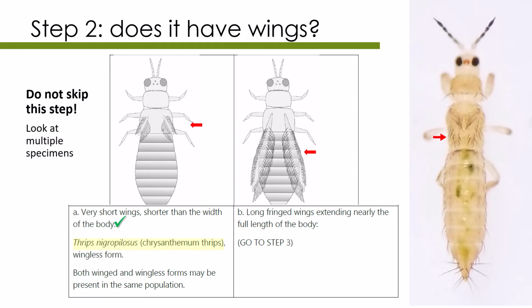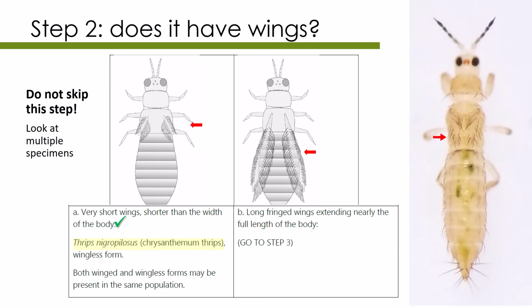This is actually a very rare trait among the pest thrips we encounter in the greenhouse, so we have very quickly arrived at the answer. And yes, this is also chrysanthemum thrips. This species has both winged and wingless forms. And this is why we urge you not to skip this step.